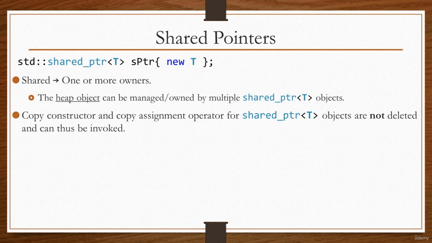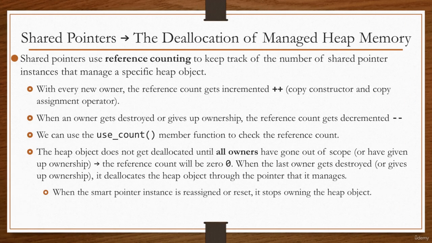Now if you remember, with the unique pointer, the copy constructor and the copy assignment operator were explicitly deleted, but that is not the case for the shared pointer. The copy constructor and the copy assignment operator are available for the shared pointer. Since multiple pointer objects can manage, in other words own, a heap object, how do we deal with the deallocation of that managed heap object? Because we don't want dangling pointers and we don't want crashes, right? If a heap object has multiple owners, then we don't want one of those owners to deallocate that heap object when another one may still reference it.